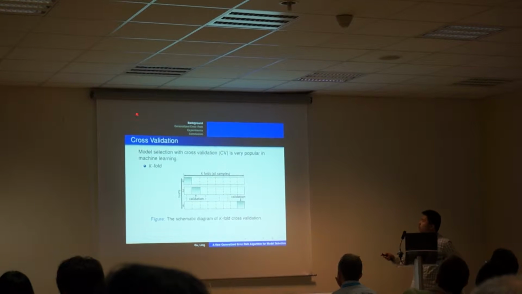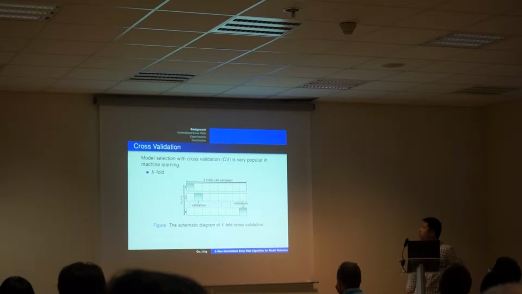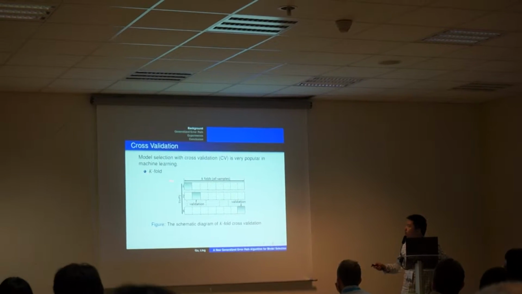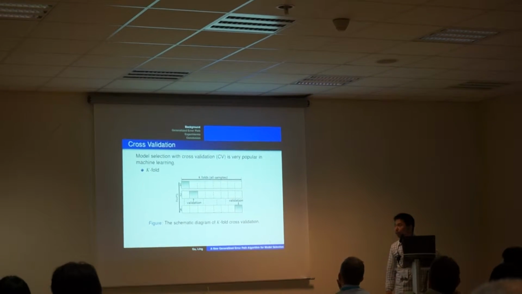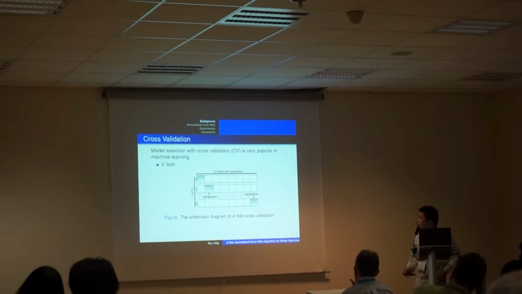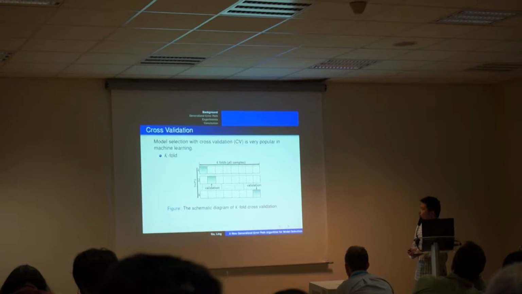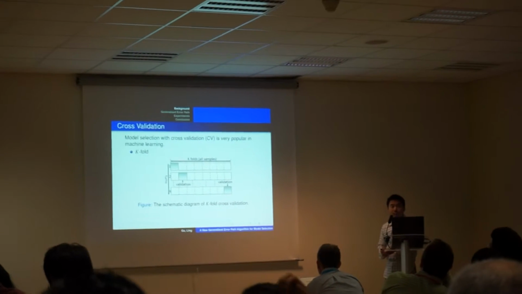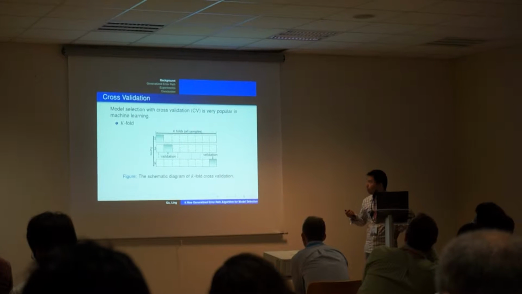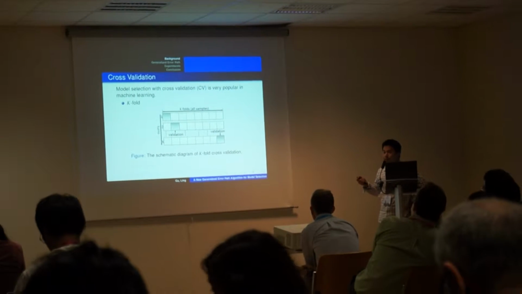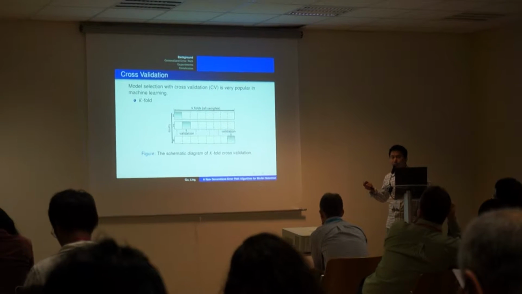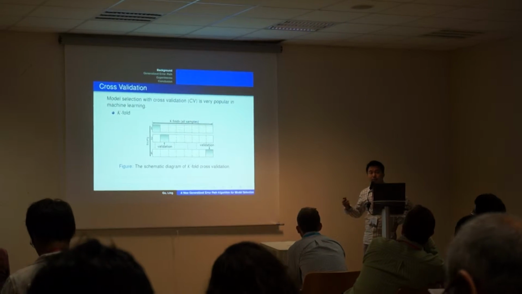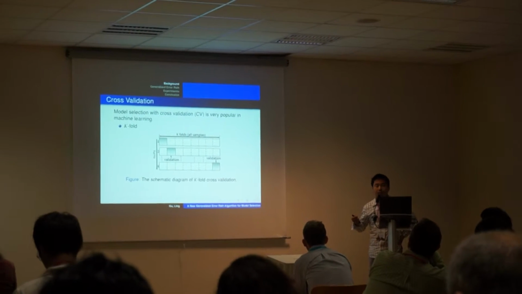As we all know, model selection with cross-validation is very popular in machine learning, and normally we use k-fold cross-validation for model selection. This picture gives the schematic diagram of k-fold cross-validation. We partition the data set into k parts, and each time we select one part for the validation set and the other parts for the training data set, run k times over, and we compute the average cross-validation error.